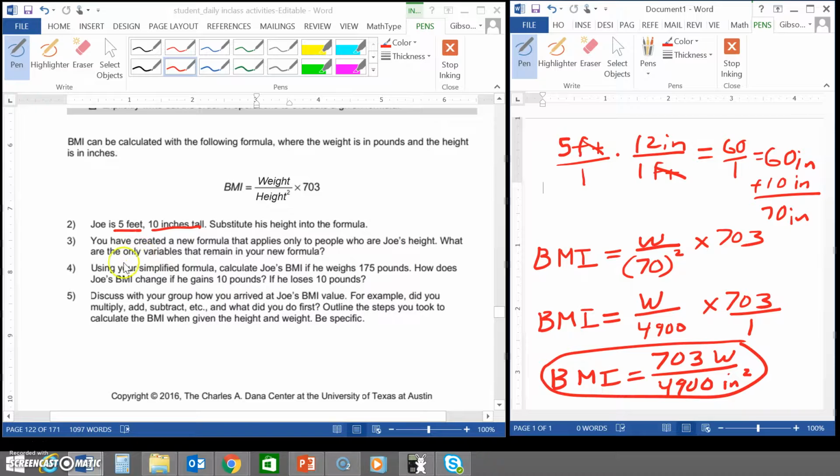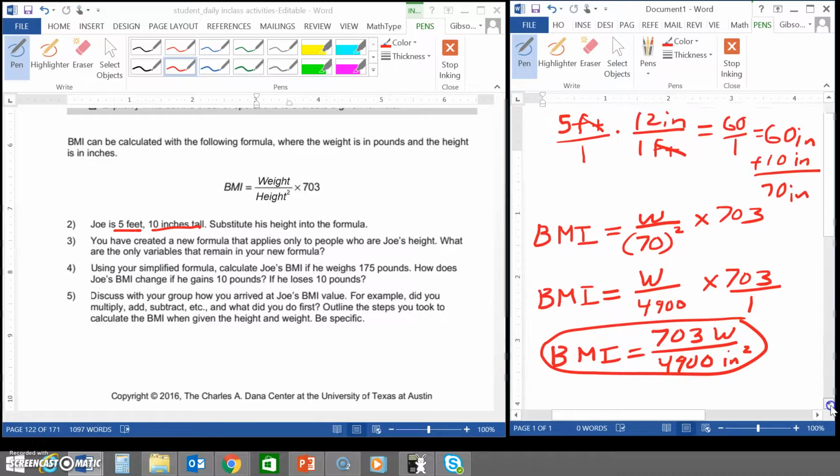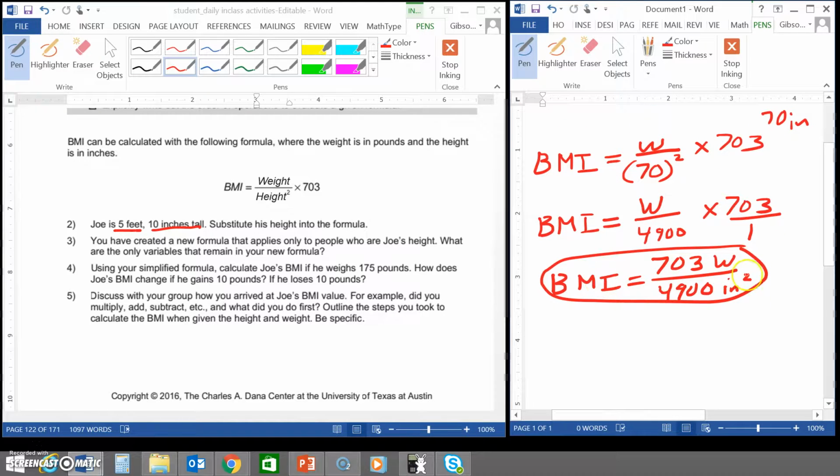Now we come here to number 3. You have created a new formula that applies only to people who are Joe's height. What are the only variables that remain in your new formula? Okay, now the only variables that remain in the new formula are the BMI and the weight. Those are the only 2 things we don't know. So for number 3, it is the BMI and the weight.